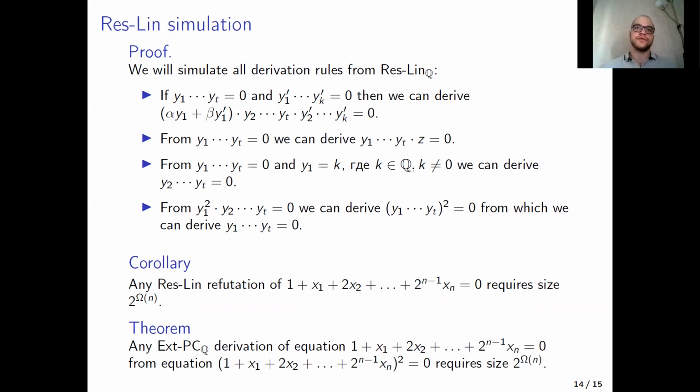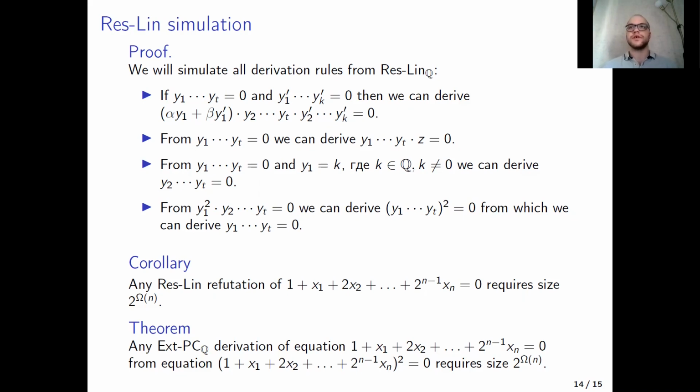My particular example is, suppose we have an equation where we have binary value principle squared, and we would like to derive just binary value principle from it. And if you try to do this in the extended polynomial calculus without square root rules, then this derivation requires exponential size.